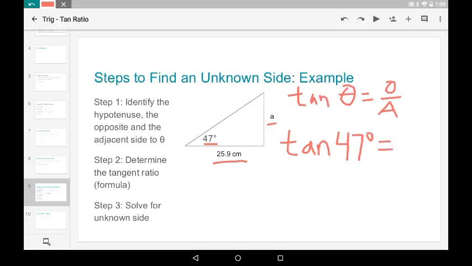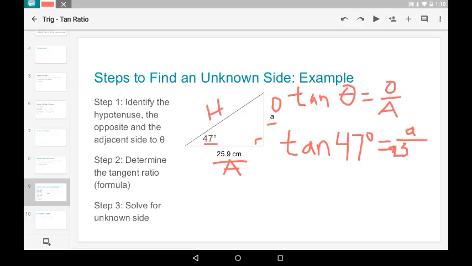Oh, I forgot step 1, didn't I? So identify the hypotenuse, identify the adjacent side, identify the opposite side. So the hypotenuse is always the long one across from the right angle. The adjacent side is touching our 47 degrees, and the opposite side is the other one that's left. So tan theta equals O over A. Tangent of 47 degrees equals O, which is side A, the one we're looking for, over the adjacent side, which is 25.9.